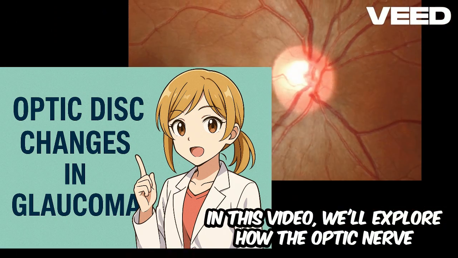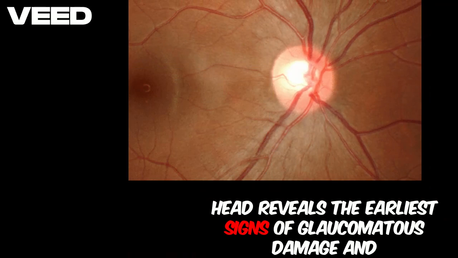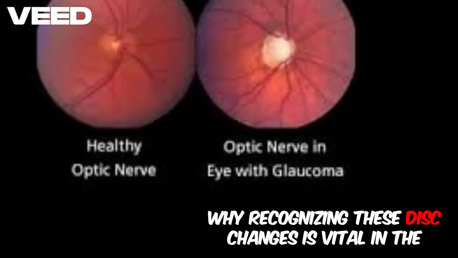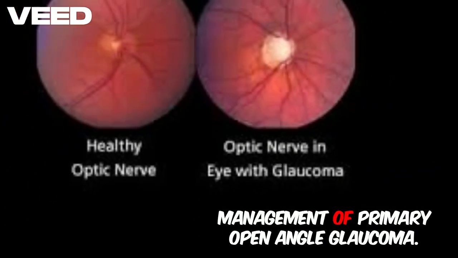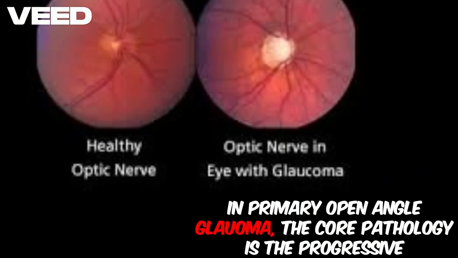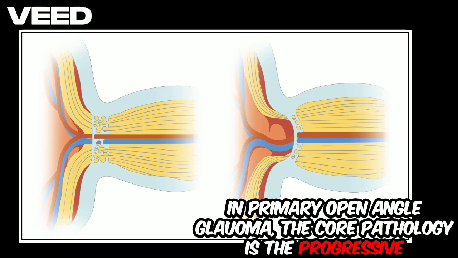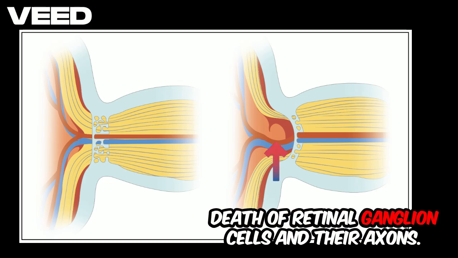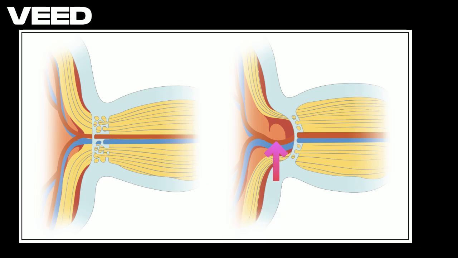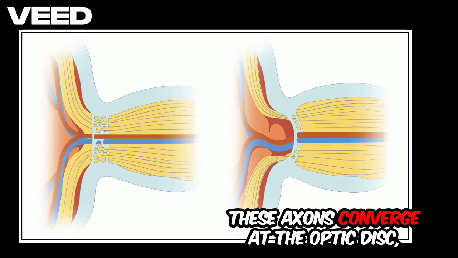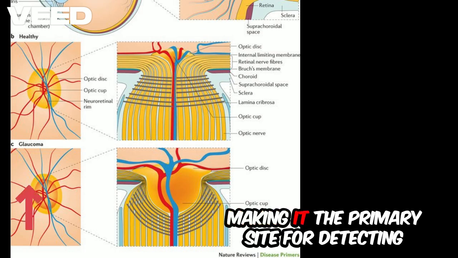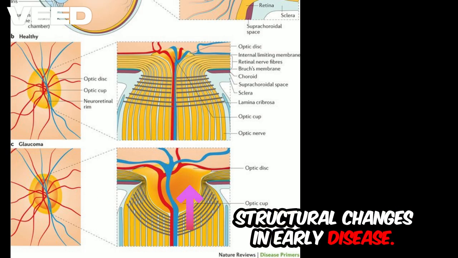In this video, we'll explore how the optic nerve head reveals the earliest signs of glaucomatous damage and why recognizing these disc changes is vital in the management of primary open-angle glaucoma. In POAG, the core pathology is the progressive death of retinal ganglion cells and their axons. These axons converge at the optic disc, making it the primary site for detecting structural changes in early disease.